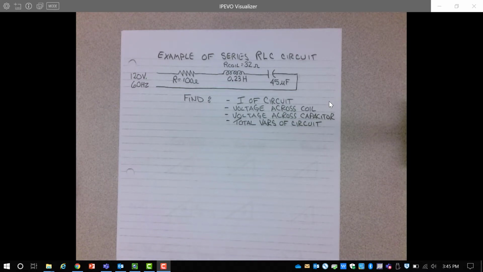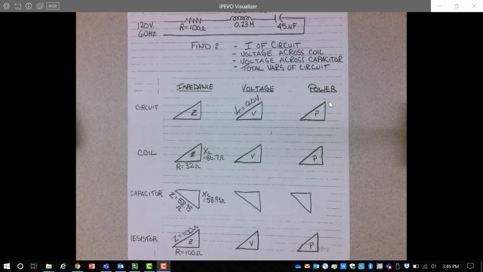You can pause here and take a minute to draw all the triangles that you would use for this circuit and put down the information you know to begin with. That is normally the best way to start with these circuits, to draw out a set of triangles and put down all the information that you know on them. Once you've done that, your circuit should look something like this.